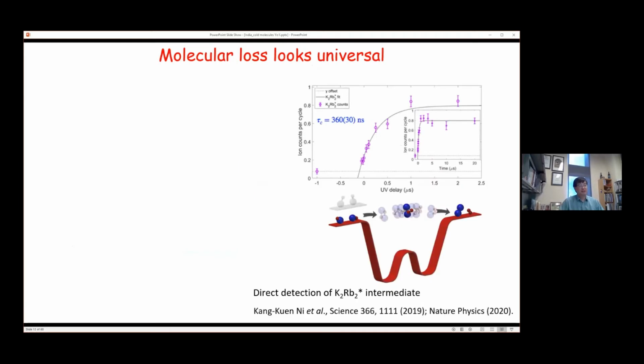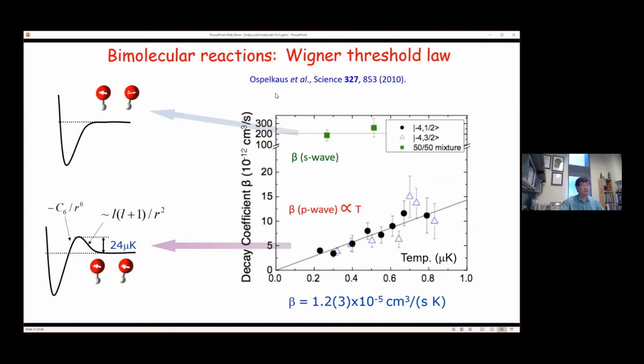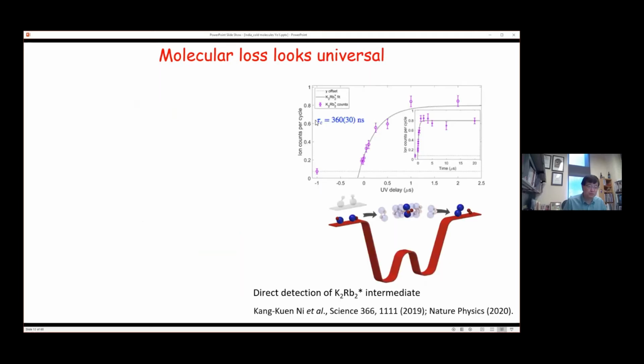And it turns out molecular loss actually looks universal. The recent work by Kang-Kuen Ni, who was a graduate student at the time and one of the co-authors of these papers, and who now has her own research group at Harvard. Remember, KRb plus KRb produces K2Rb2. Her research group had recently done some fantastic work to figure out what the intermediate states are. This is a picture indicating KRb plus KRb coming together, and they actually form a transient K2Rb2 intermediate.